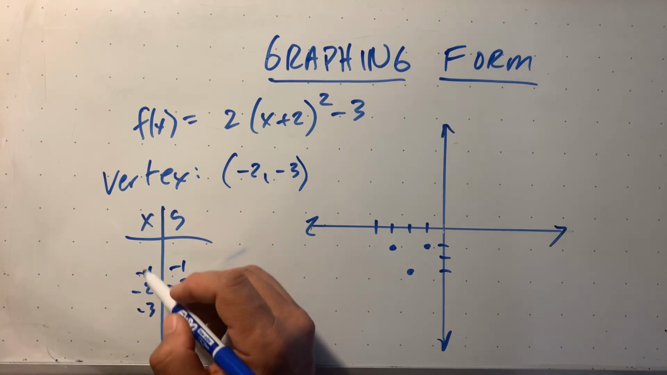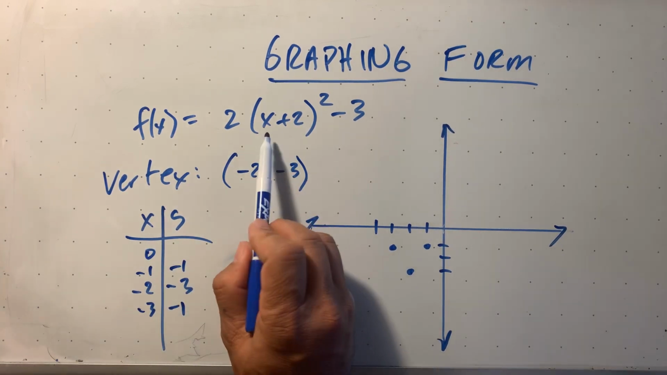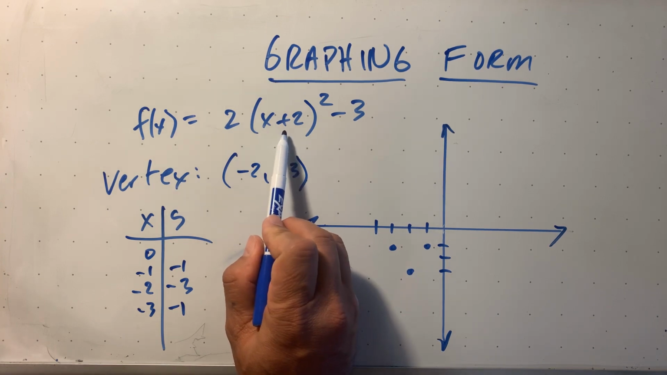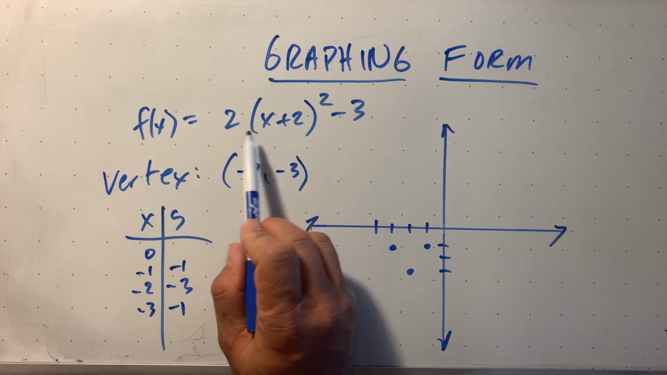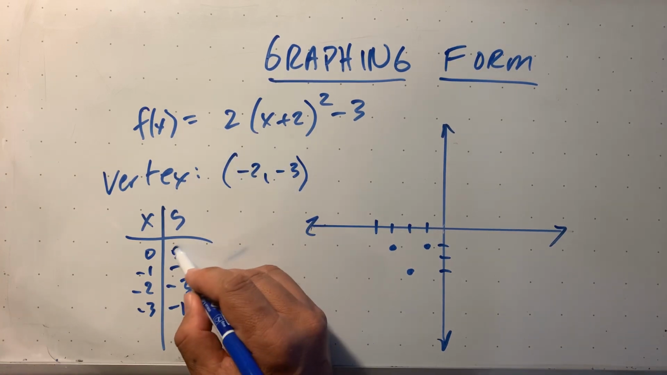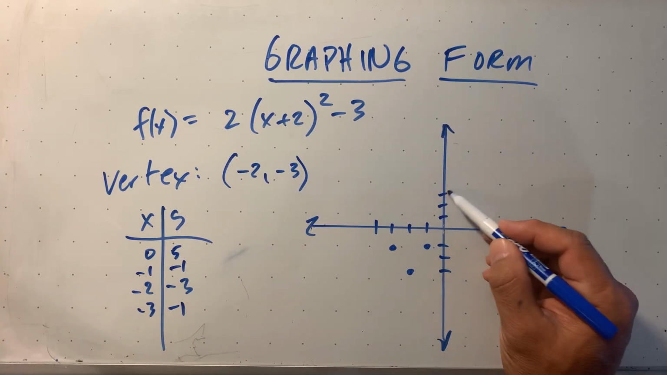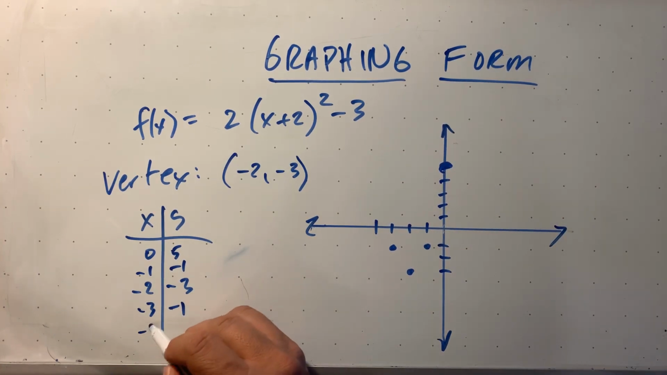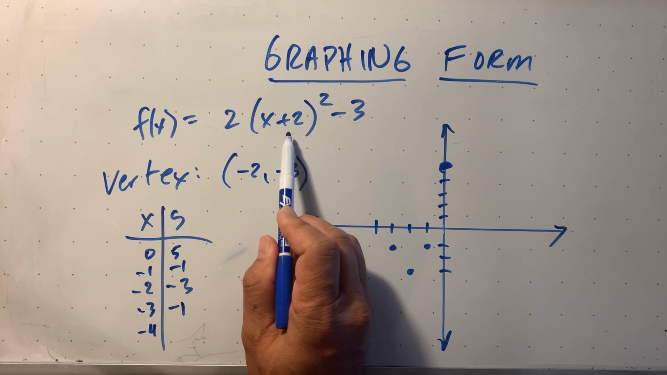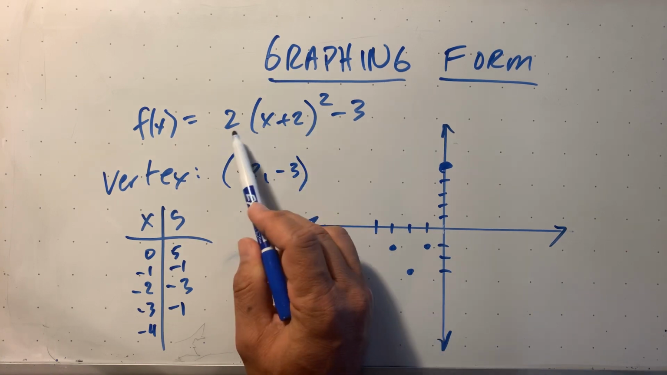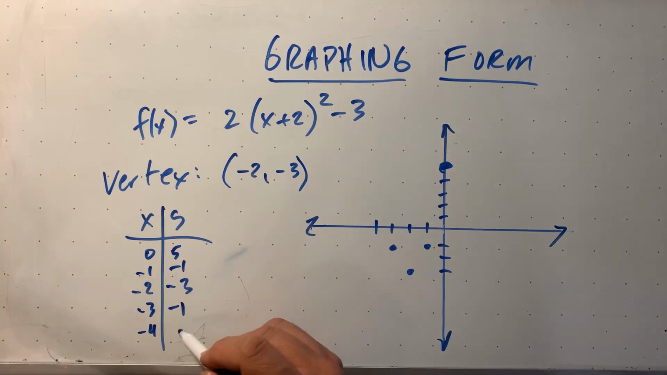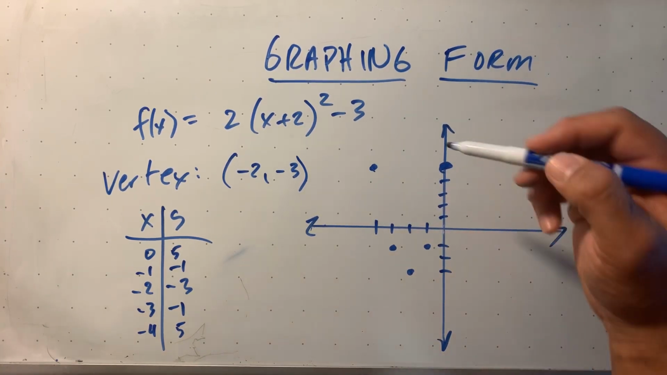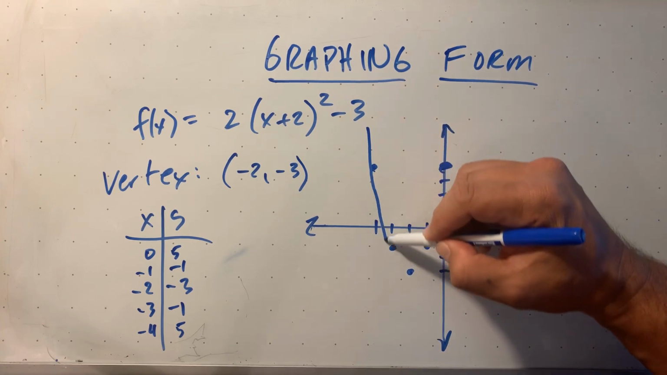All right, let's see. Let's try 0. Plug in 0 for x. 0 plus 2 is 2. 2 squared is 4. 4 times 2 is 8. 8 minus 3 is 5. So the point 0, 5 is on there. And then if I do -4, -4 plus 2 is -2. -2 squared is 4. 4 times 2 is 8. 8 minus 3 is also 5. So -4, 5. So here's the sketch of the graph.